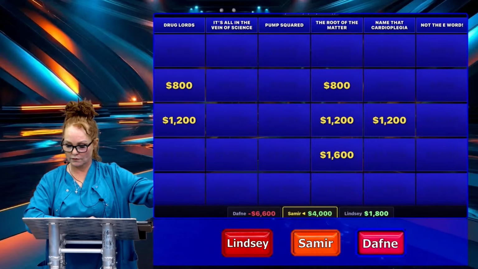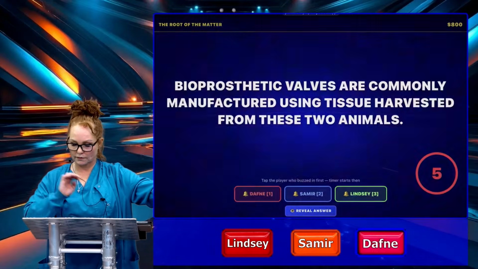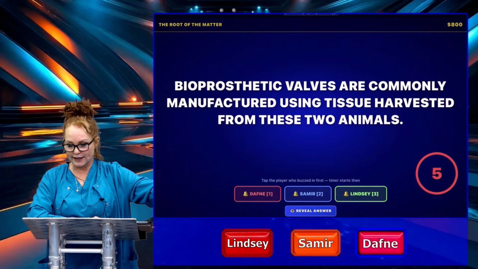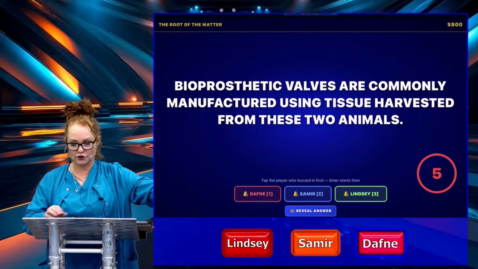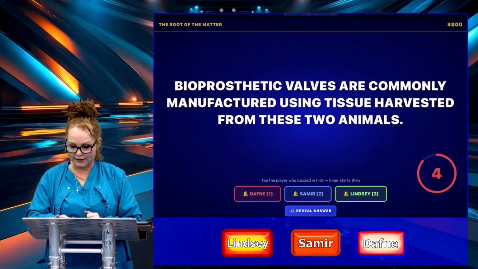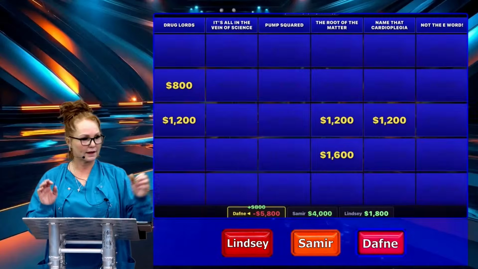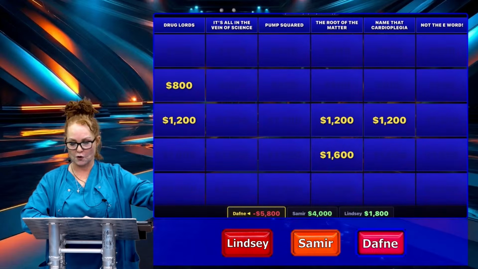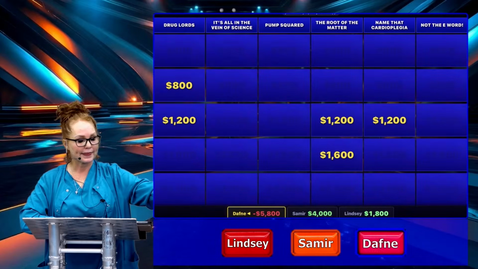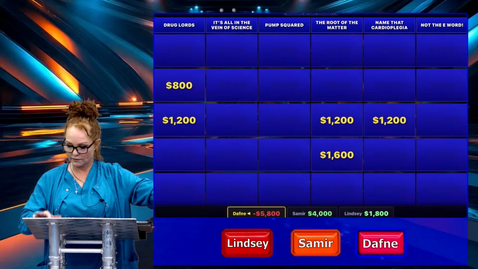Samir, control. Let's do Root of the Matter for 800. Bioprosthetic valves are commonly manufactured using tissue harvested from these two animals. Daphne, what is cows and pigs? That is correct. Good job. Daphne, control. Sorry, I forget that we have to answer with the question. Name that cardioplegia for 1200.